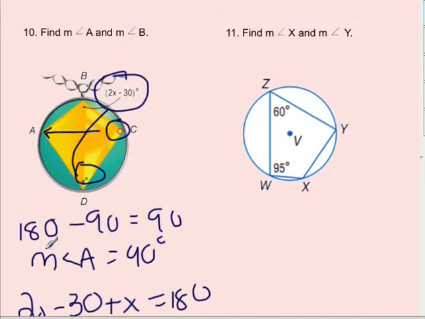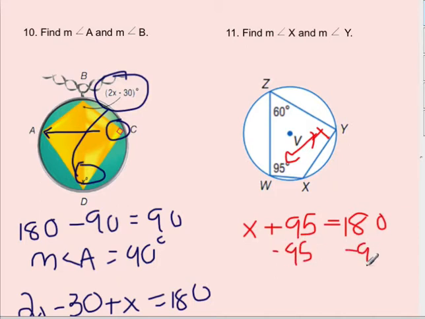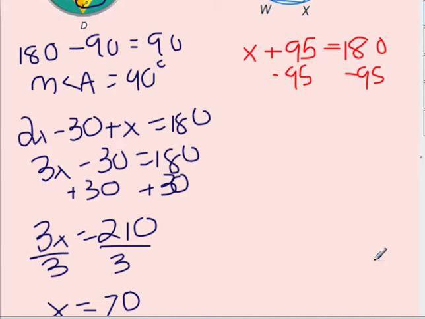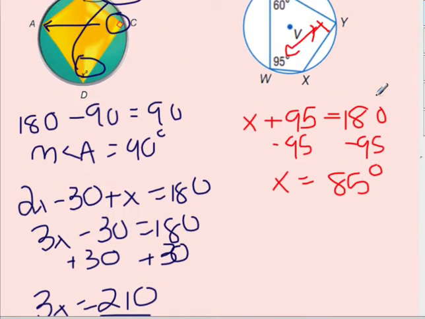Next, let's take a look at this one. We want to find the measure of angle X and Y. Well, the opposite angle from Y is W. So I'm going to call angle Y X. So X plus 95 needs to add up to 180 degrees. So now I'm going to subtract 95 from both sides, and I end up getting that X is equal to 85 degrees. So the measure of angle Y is equal to 85 degrees.